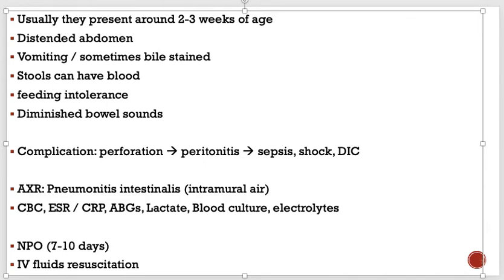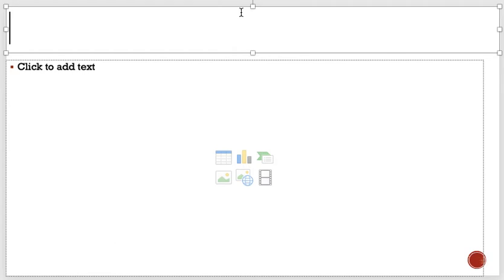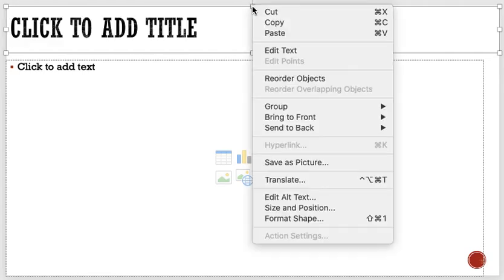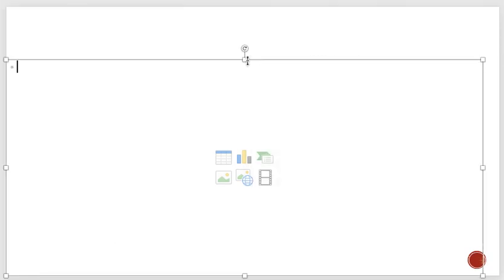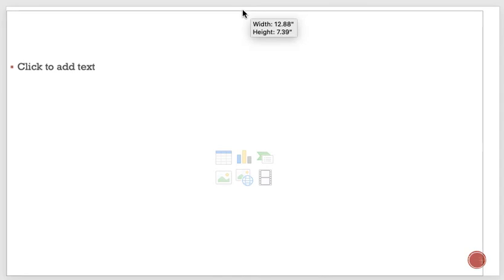So this will help you in surgery as well. All the surgical conditions have the same type of treatment. Whenever it is related to the gut, we always do the same thing: nothing per oral, and then we give them IV fluid resuscitation.